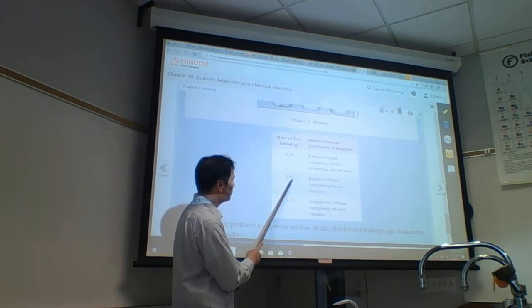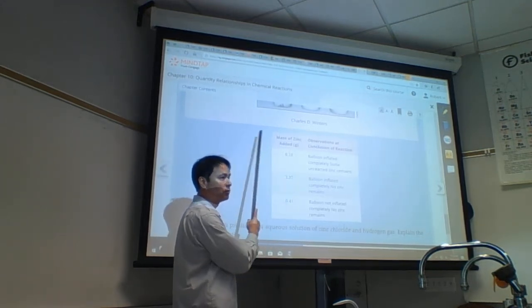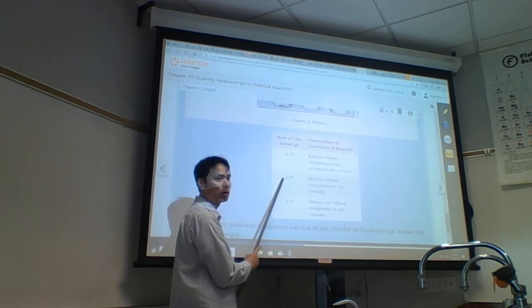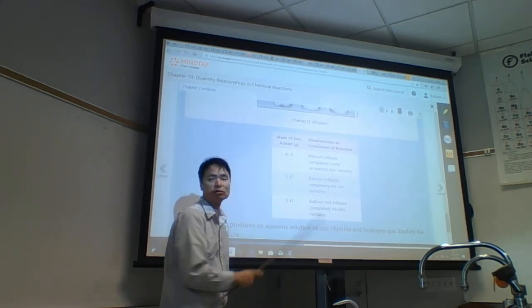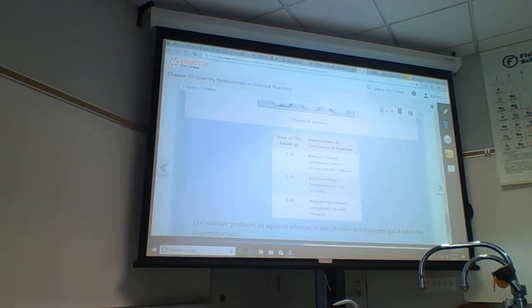Here, this is a stoichiometric amount of zinc, so we call 2.37 grams the stoichiometric amount of zinc for this reaction because this is just the right amount of zinc. When we're dealing with stoichiometric quantities, it's just the right amount. And so we react all the zinc, none's left over. We react all the HCl, none's left over.